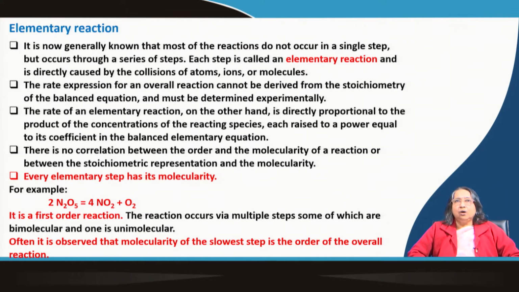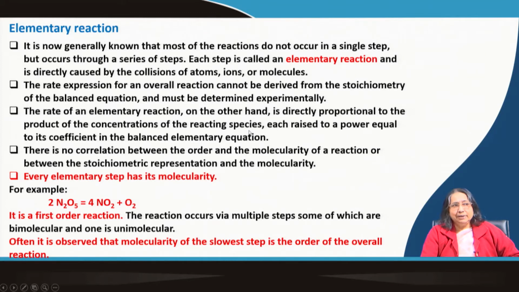That is why order is important, and to know the order we have to do the experiment. The rate of an elementary reaction, on the other hand, is what matters for each step. Elementary reaction means each step, because one reaction can occur in several steps, 2, 3, 4 or 5 steps. Each step is called an elementary reaction, and its rate is directly proportional to the product of the concentrations of the reacting species.